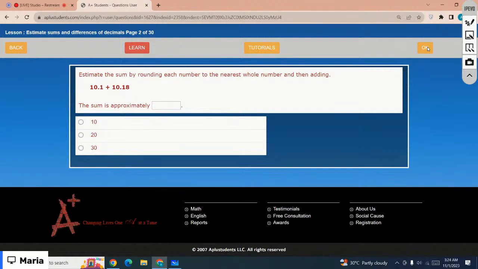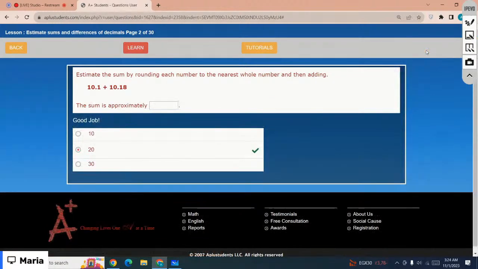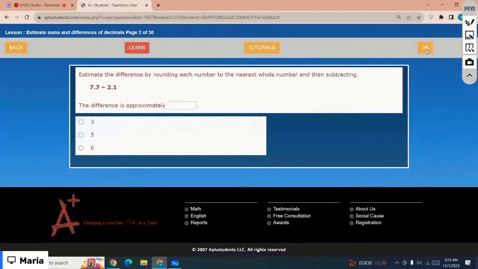So both, which is the correct option? The correct option is 20. You have to add them, they are just point 1, they are less than 5, so you have to round to the same whole number. So that would be 10 plus 10, and that is 20.